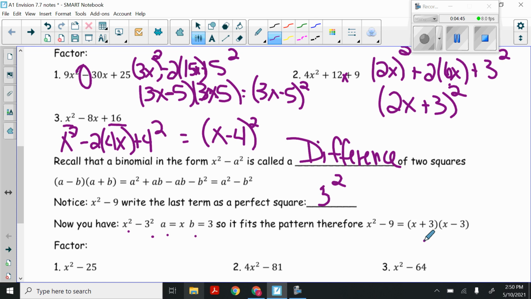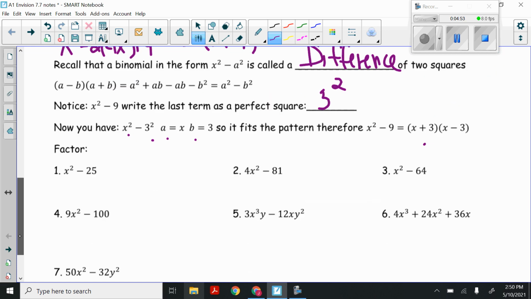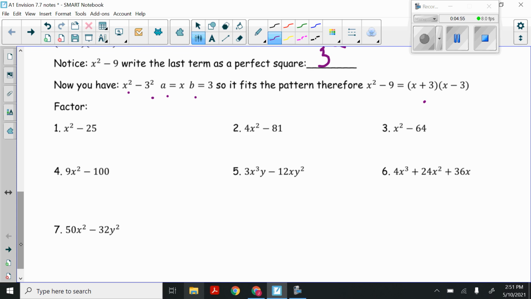So difference of squares, it will factor one plus, one minus. I take the square root of the first term, the square root of the last term. So factor, number 1, x squared minus 25, okay? I noticed that I only have two terms. It's subtraction, so difference of two squares because they are both perfect squares. So the square root of x squared is x, square root of 25 is 5. So x plus 5 and an x minus 5. There's my answer.